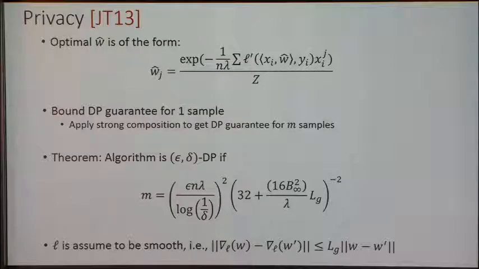So this looks suspiciously similar to an exponential mechanism. We can use analysis similar to the exponential mechanism, apply the strong composition theorem, and get epsilon-delta differential privacy. One thing to note is that we also have to assume that the loss function we are using is smooth. That is, the gradient of the loss function is also Lipschitz continuous. Okay. So this is the privacy guarantee.